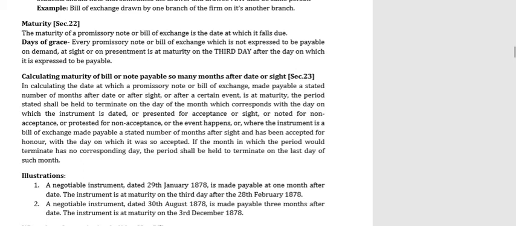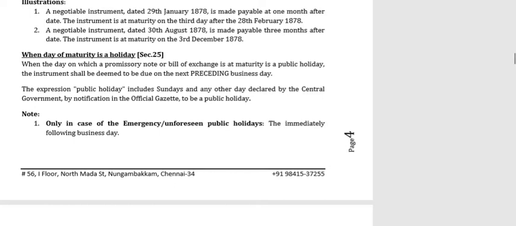So, coming to section 25, when the day on which the promissory note or bill of exchange is at maturity is a public holiday, the instrument shall be deemed to be due on the next preceding business day. Sir, preceding means before. Okay, the instrument is due on the next preceding business day. The expression public holiday includes Sunday and any other day declared by the central government by notification in the official gazette to be a public holiday.